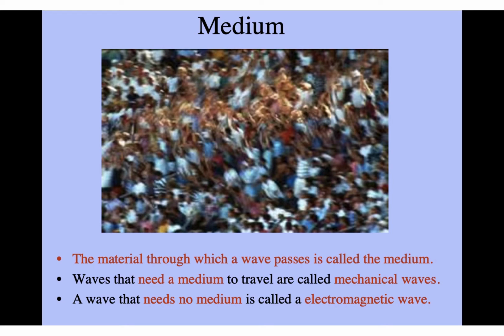Now, the medium is the thing that the wave has to transfer through. So without the crowd for the wave in the ball games, there would be no wave. Without water, there would be no wave. In outer space, there is no matter, and so there are no mechanical waves that can travel through space. All right, so there's no sound in space.